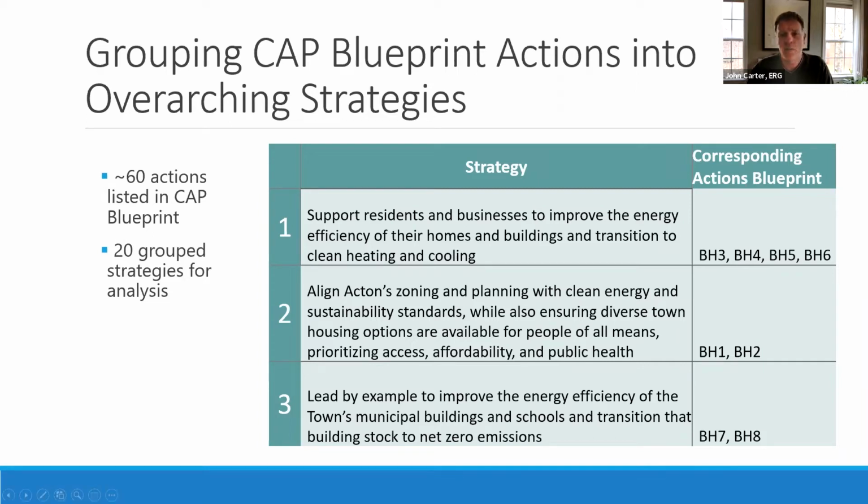In fact, in some cases, we will actually be analyzing them at the action level where appropriate. If the costs and benefits for certain actions are different than they would be at the strategy level, we'll break them back out. But by and large, we're going to be looking at things at the strategy level now. And this is presented on the screen here. It's just an example of the first 3 strategies and how the actions from the blueprint document map to that strategy. Again, there's nothing different here than was presented in the blueprint document. We're just re-aggregating things for the purpose of our analysis moving forward. Next slide, please.